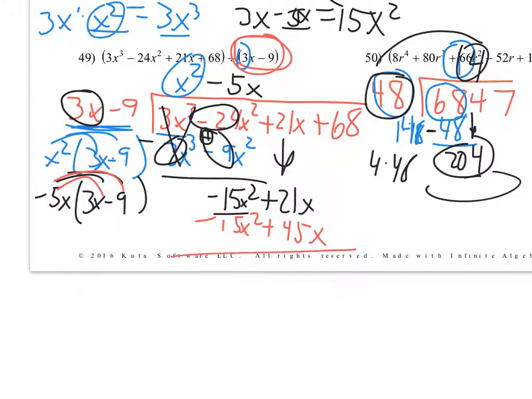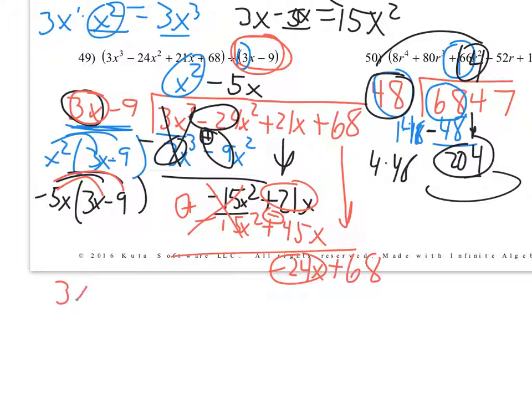We're going to change the signs and add, or add the opposite. So this becomes a plus. This one becomes a minus. Negative 15x squared plus 15x squared drops out. And now I have 21x and negative 45x, which will be negative 24x. When I combine them, after I switch the signs, then I come down here and I bring down my 68. So now I say, how many times does 3x go into negative 24x? So 3x times blank is negative 24x. Well, that has to be negative 8. So I'm going to write a negative 8 up on top.